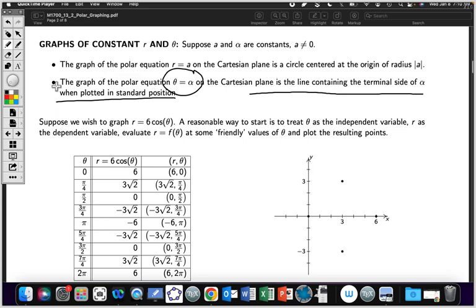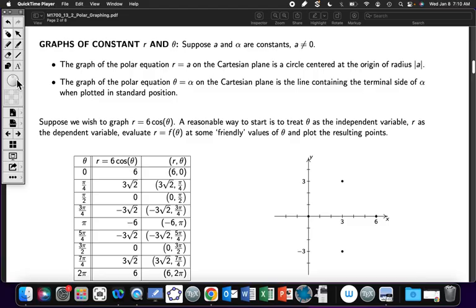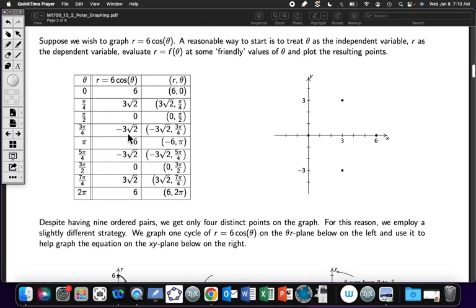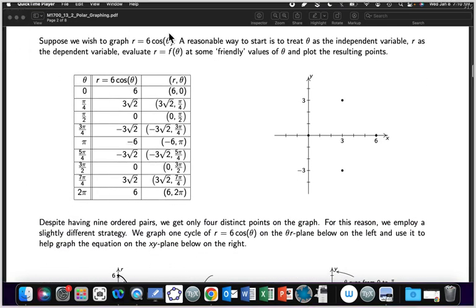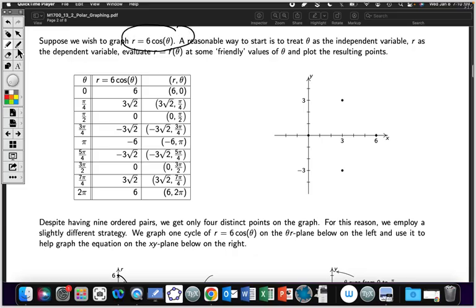Okay. So now we're going to talk about more complicated equations, and this is where things can get a little dicey. Let's look at the equation r equals 6 cosine theta. One way we could start graphing is what we always do, just start plugging in values of theta, figuring out values of r, and then plotting those points in the plane. So remember, these are polar coordinates.